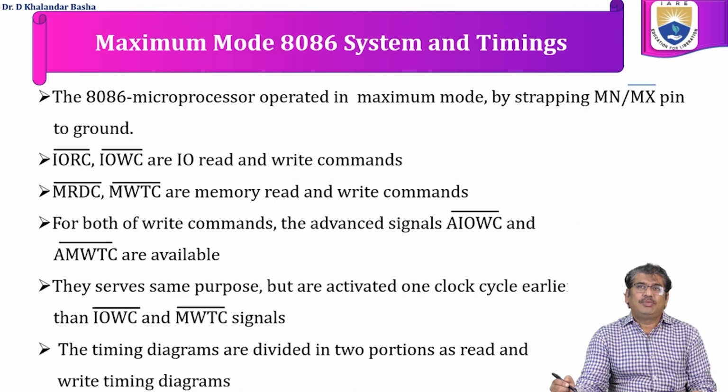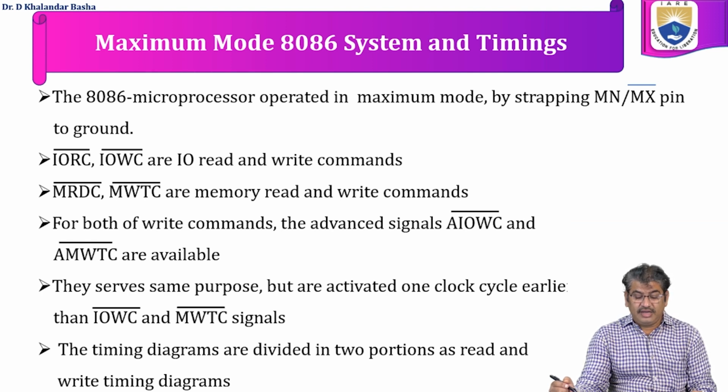The next one is the maximum mode of 8086 and its timing diagrams. The 8086 microprocessor operates in maximum mode by strapping the MN by MX bar pin to ground. In this maximum mode, IORC bar and IOWC bar are the IO read and write commands. MRDC bar and MWTC bar are the memory read and write commands.